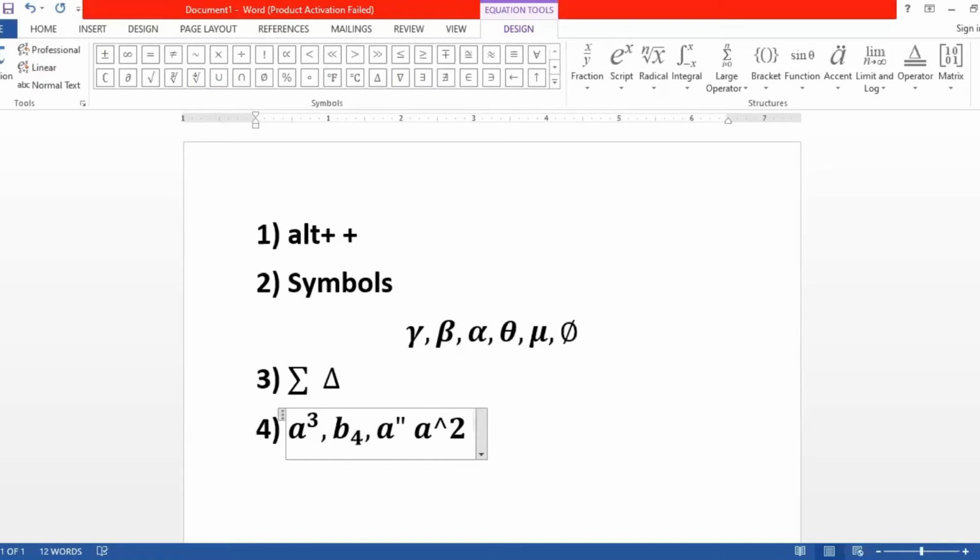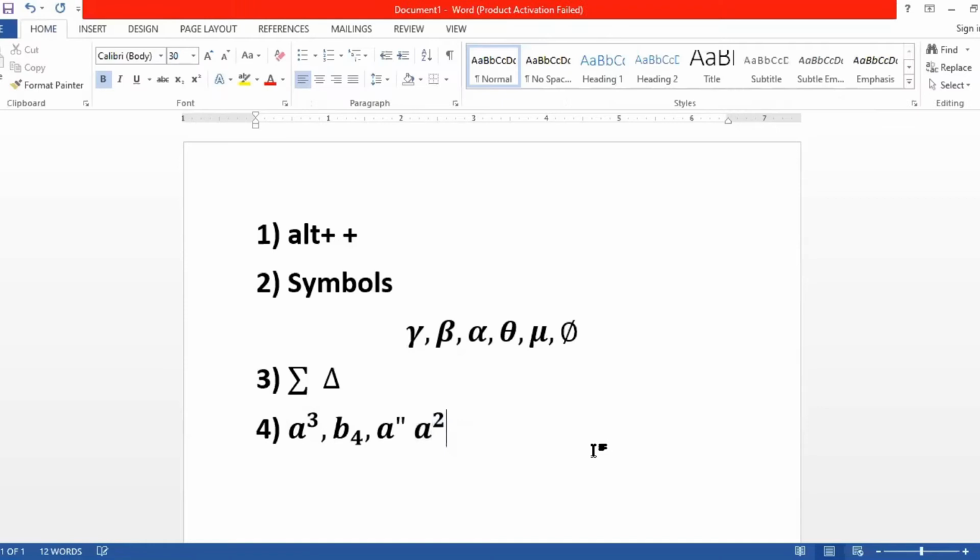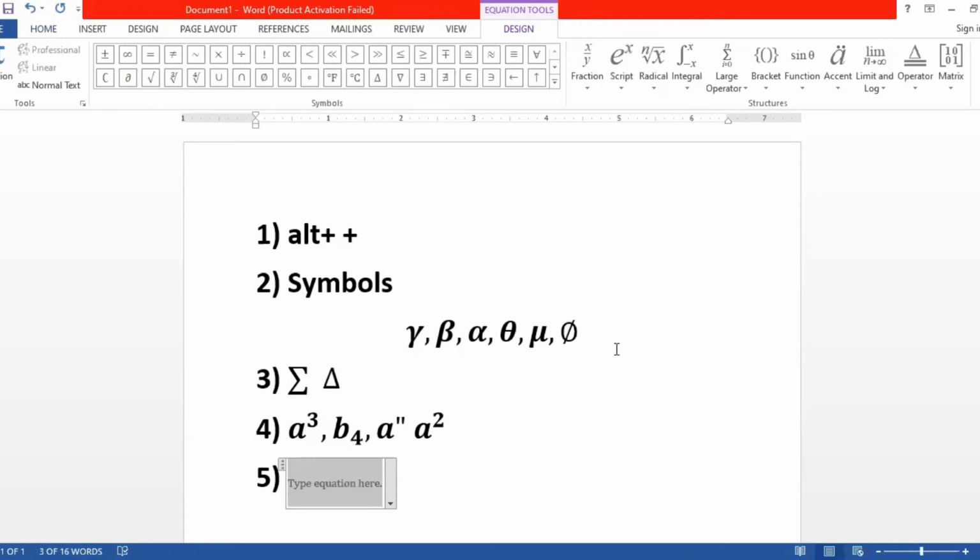See here, after a double dash, the short syntax is not working. So for a raised to power 2, if we write a cap 2, then we will not get a square. For that, we have to go to the upper side, Script, e raised to power x, and then take the power term. So please remember that if we use a double dash anywhere, then our shortcut tricks stop working in that box.